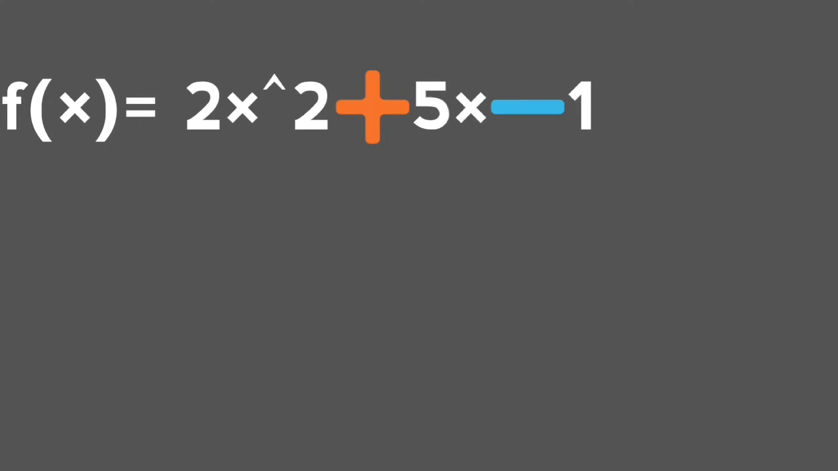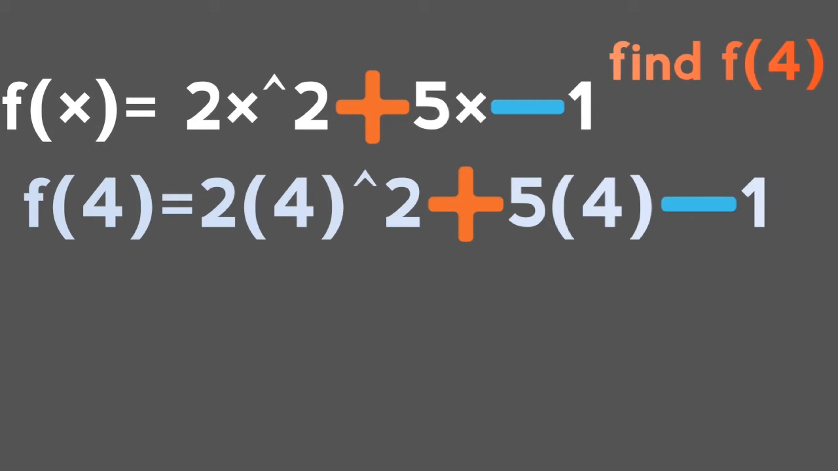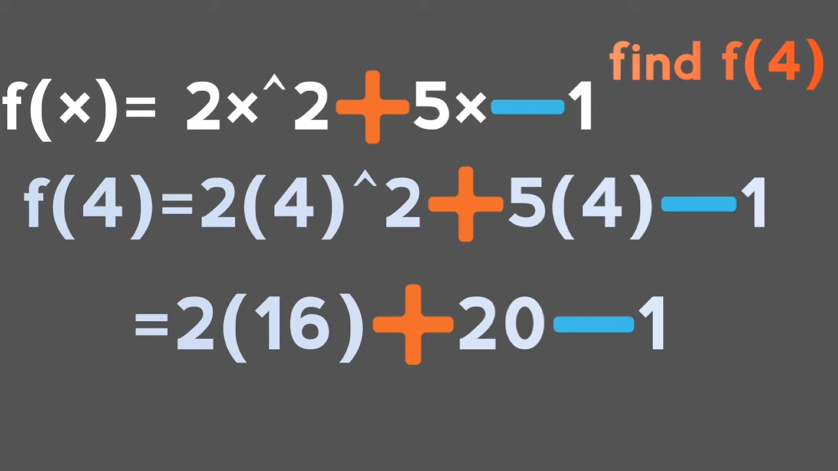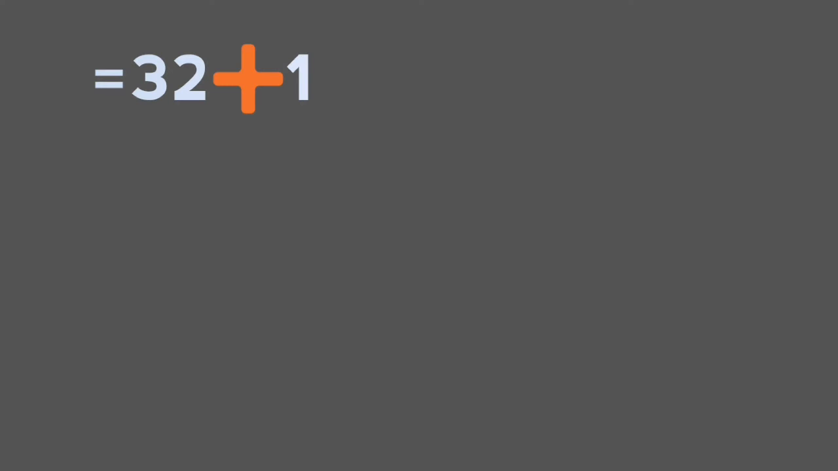f of x equals 2x squared plus 5x minus 1. So when you are asked to find f of 4, your answer will be f of 4 equals 2 multiplied by 4 squared plus 5 times 4 minus 1. So your answer will be 2 times 16 plus 20 minus 1. So 2 times 16 is equal to 32, plus 20 minus 1 is equal to 19. So it is equal to 32 plus 19.